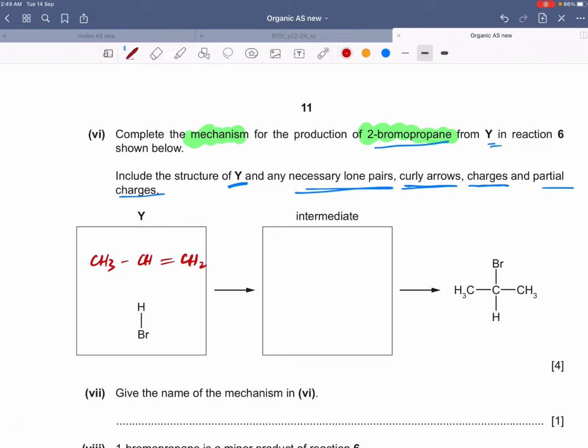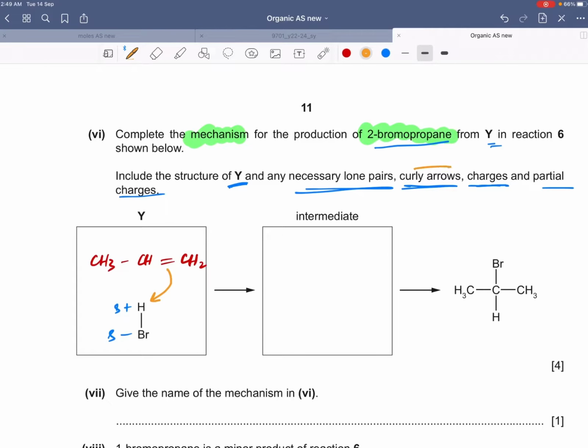And now we have to draw the mechanism. So this is the addition reaction. In addition reaction, there is the pi electron density. HBr is polar, so let me just draw the charges here. Hydrogen is partial positive. Due to the pi electron density, the partial positive part would be closer to the alkene because the pi electron density attracts hydrogen. So the partial positive part would be nearer to the alkene and the partial negative part would be away from the alkene. Now the pi electron density would attract hydrogen.